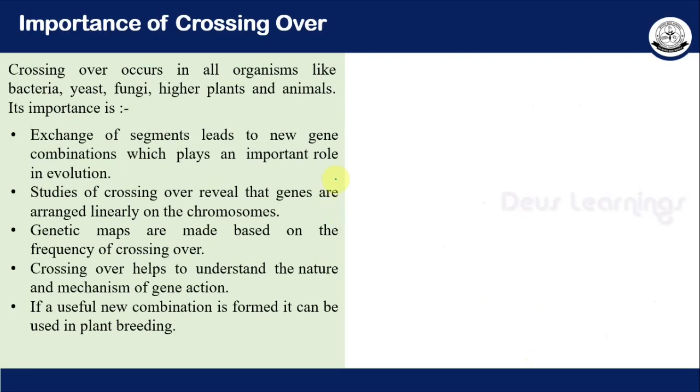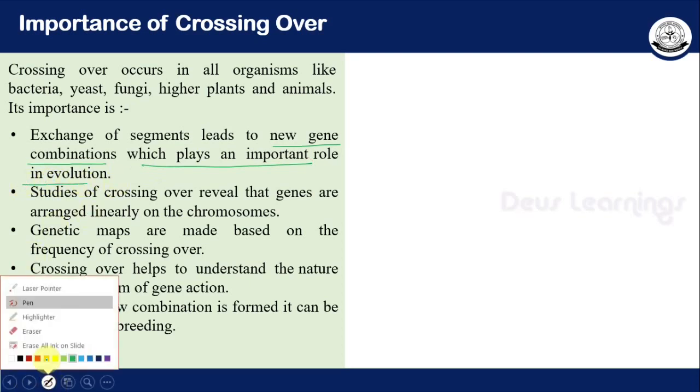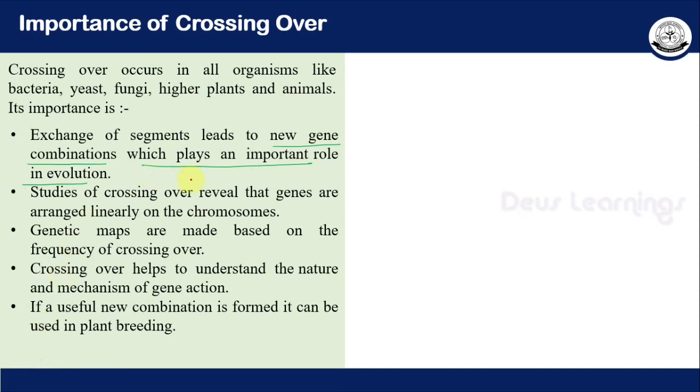Okay, then importance of crossing over. So why crossing over is important, let's see. Crossing over occurs in all organisms like bacteria, yeast, fungi, higher plants and animals, right? So this happens in all of them. And exchange of segments leads to new gene combination, yeah. New gene combination plays an important role in evolution, right? Because of which, crossing over is a key factor in evolution, yeah, right.